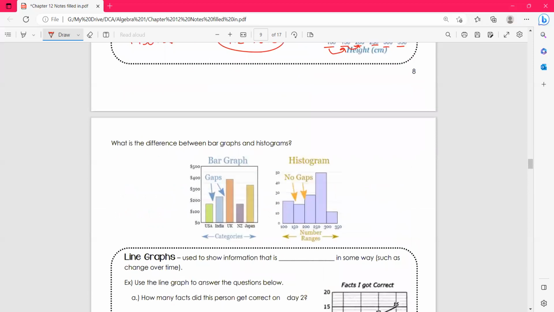Let's practice. So here's the difference between bar graphs and histograms. We've got gaps in bar graphs, no gaps between the bars in histograms. Here we've got ranges. Here we've got topics, categories. Okay, so just be careful there. Let's look at some examples of a bar graph.